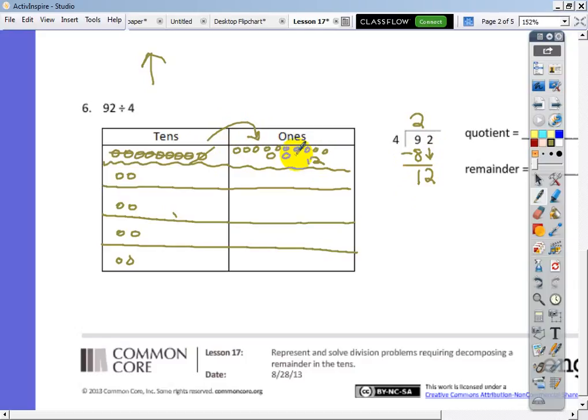Now I'm going to ask myself, how many groups of 4 can we pull out of 12? Well, we can just do it the slow method. Okay, 1, 2, 3, 4, 5, 6, 7, 8, 9, 10, 11, 12.